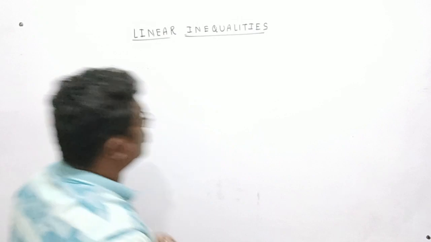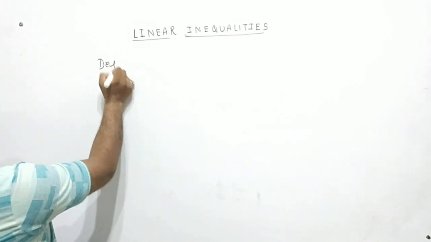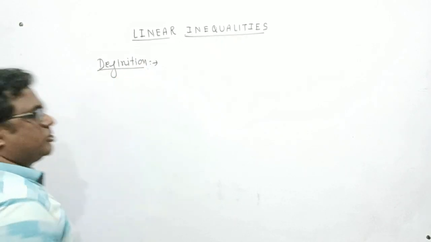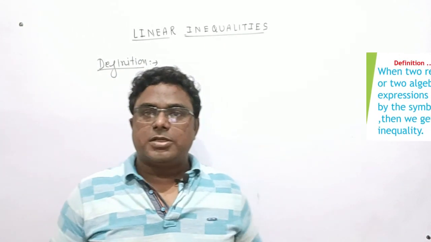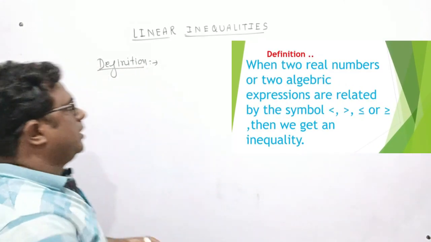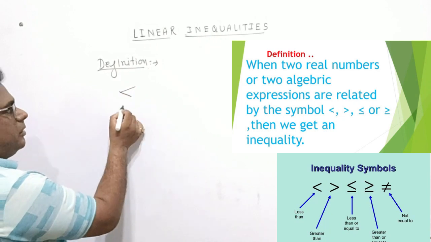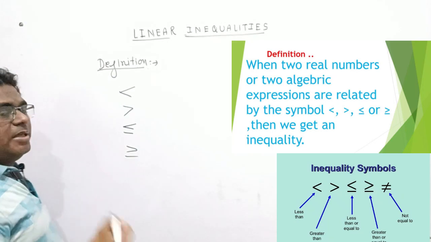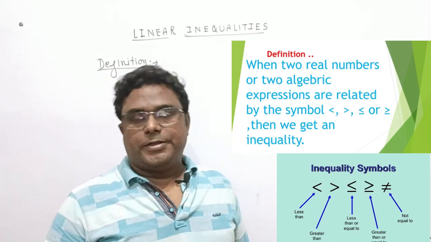Now students, these types of situations motivate us to understand the topic of linear inequality. Now we will come to the definition part of this topic. Definition: if two real numbers or two algebraic expressions are related by the symbol less than, greater than, less than or equal to, greater than or equal to, then we get an inequality.